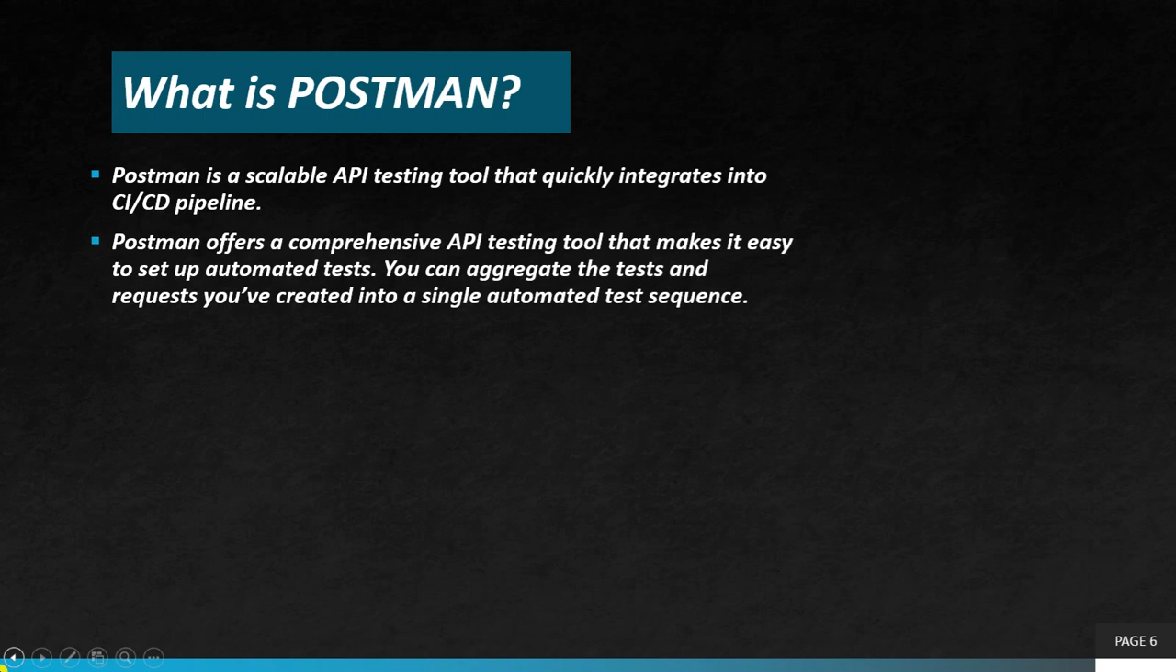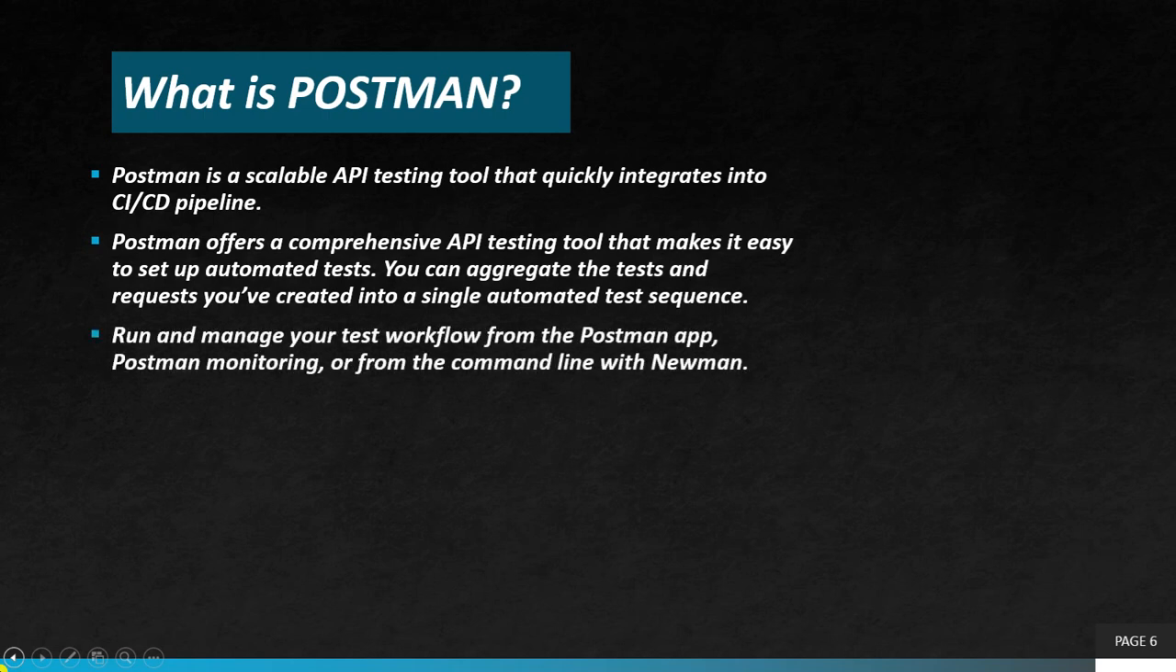Postman offers a comprehensive API testing tool that makes it easy to set up automated tests. You can aggregate the tests and the requests you have created into a single automated test sequence. You can run and manage your test workflow from the Postman app, Postman monitoring, or from the command line with Newman.